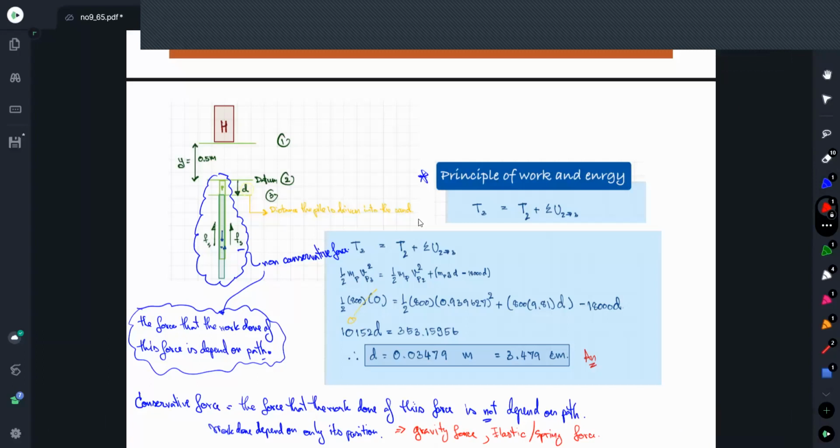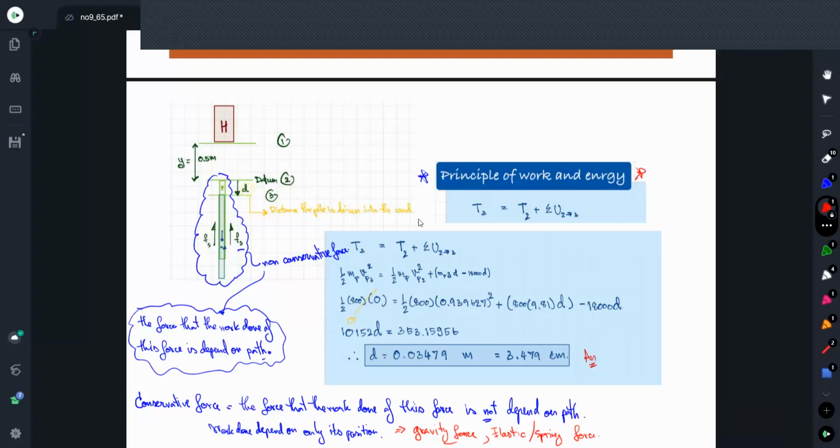For most engineering problems, we work with only the gravity force and elastic force. So in many applications, we can apply the principle of conservation of energy for solving the problem. But if the problem we consider has friction force or any type of force whose work done depends on path, we cannot apply the principle of conservation of energy. We have to go back to the principle of work and energy instead.